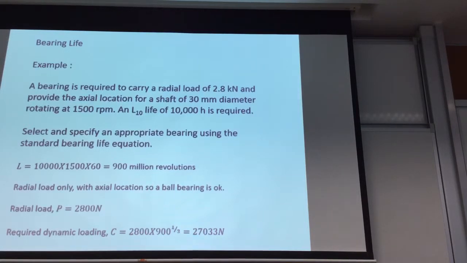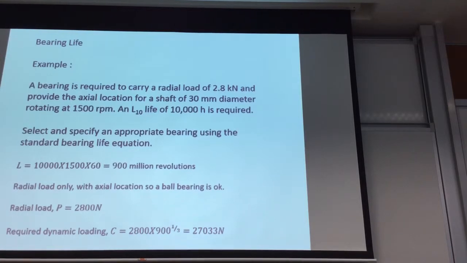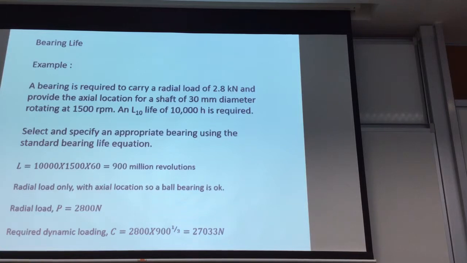K is given, the constant here, 3, is given. If it's a ball bearing, then K is equal to 3. So what you have to do is basically calculate the total number of revolutions, and also the load. This load, like I said, you can calculate from the free body diagram of the shaft. You can find the forces at the supports, basically that is the force for your bearing.